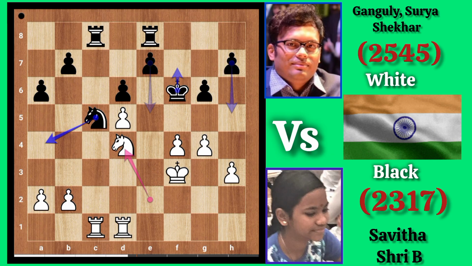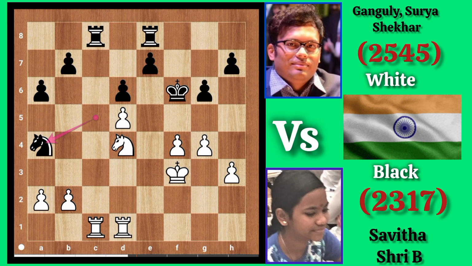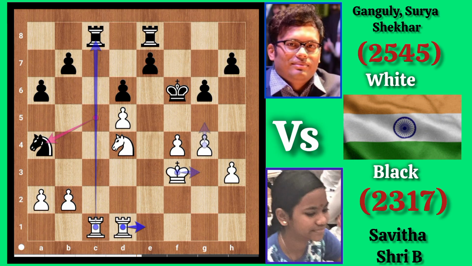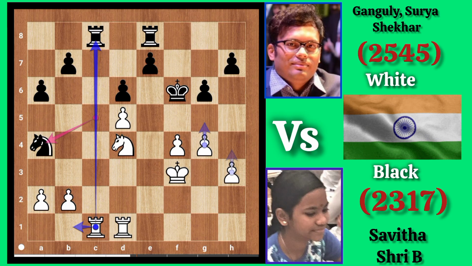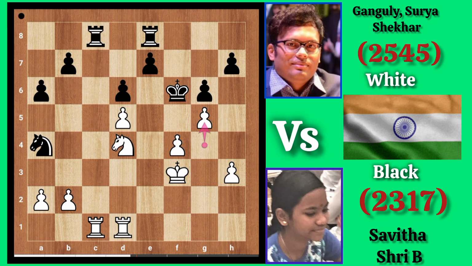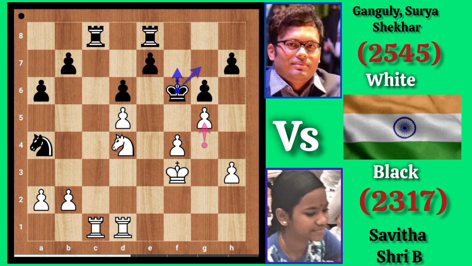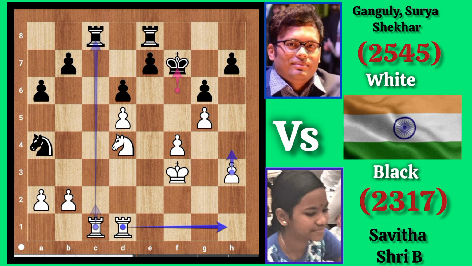30. Knight a4. Black's knight invades. Savitha attacks the weak b2 pawn, forcing White into full retreat. 31. g5 check. White checks the king, trying to gain active counterplay on the king's side. 31. King f7. Black's king slips back into total safety.